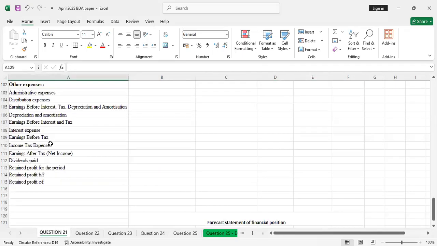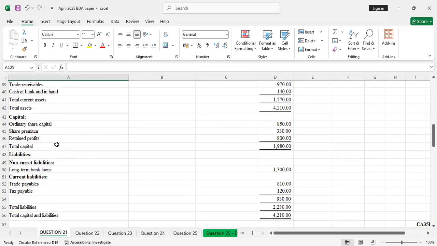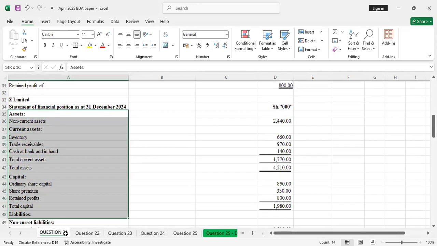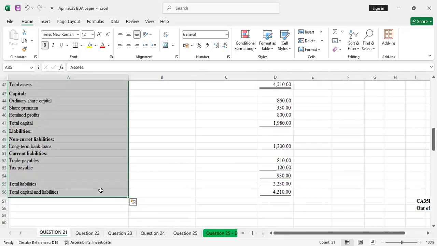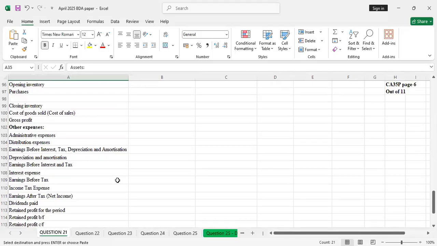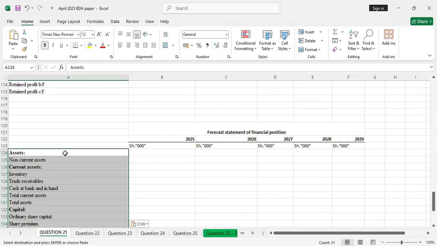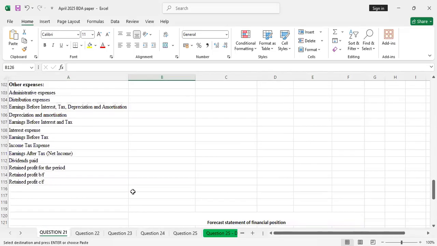And that's okay. So I'll press Control C to copy this information under that. Then I will say Control plus V. That's okay.